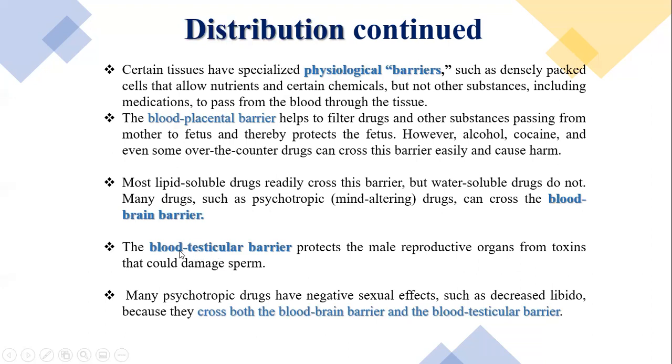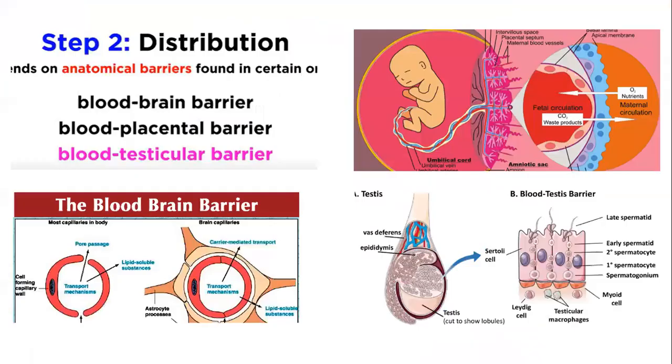And the third one is the blood testicular barrier, which protects the male reproductive organ from toxins that cause damage to the sperm. Many psychotropic drugs have negative sexual effects, such as decreased libido, because they cross both the blood-brain barrier and the blood testicular barrier.